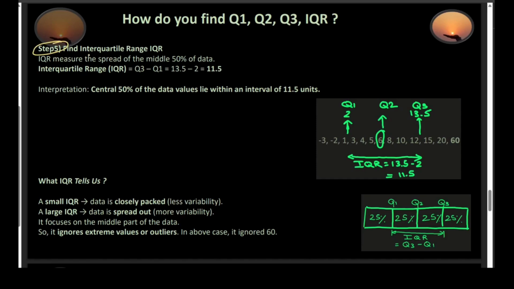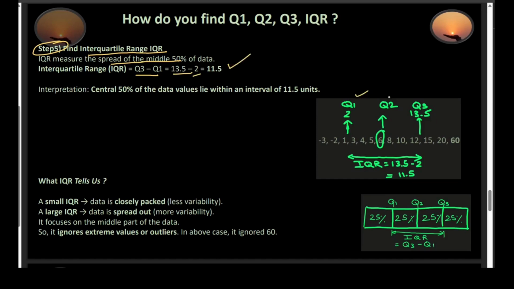All right, step 5 now. Now we're going to find our interquartile range. So IQR actually measures the spread of the middle 50% of your data. The formula for IQR is Q3 minus Q1. We already calculated our Q3, that was 13.5, and we already know our Q1, it is 2. So 13.5 minus 2 is 11.5.